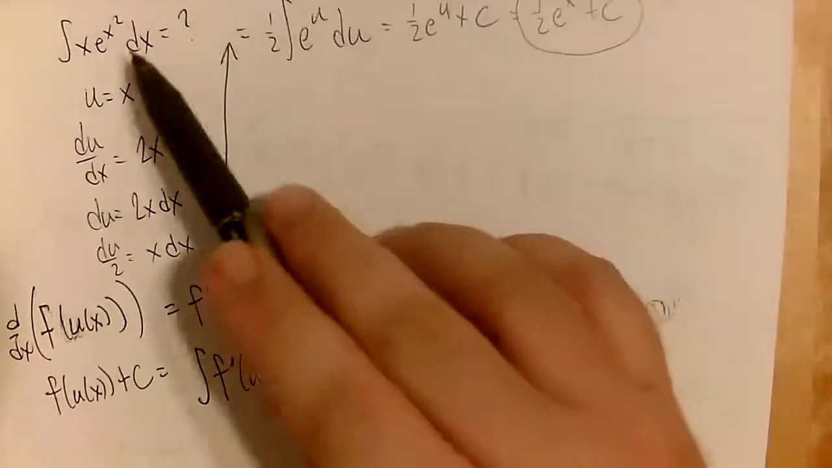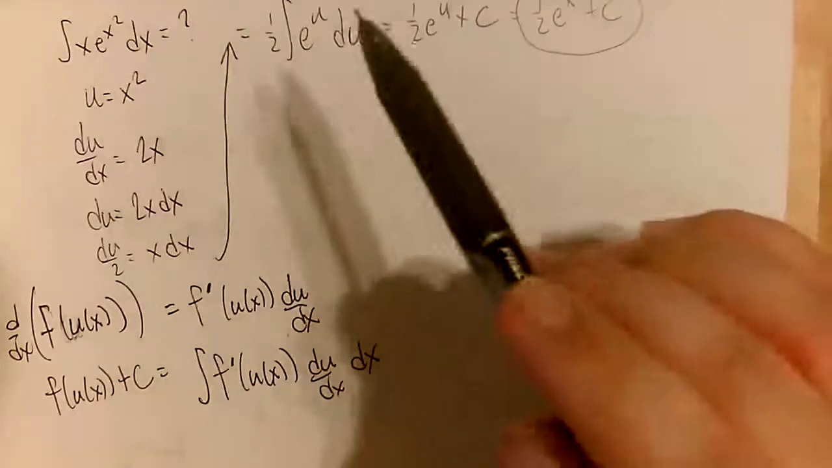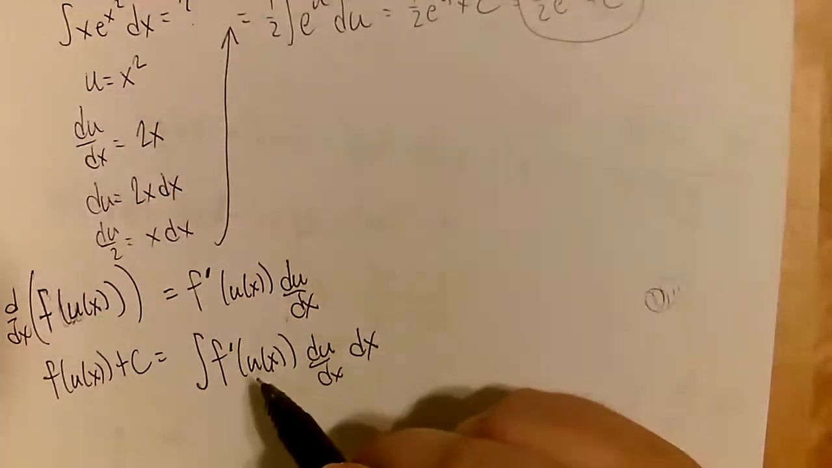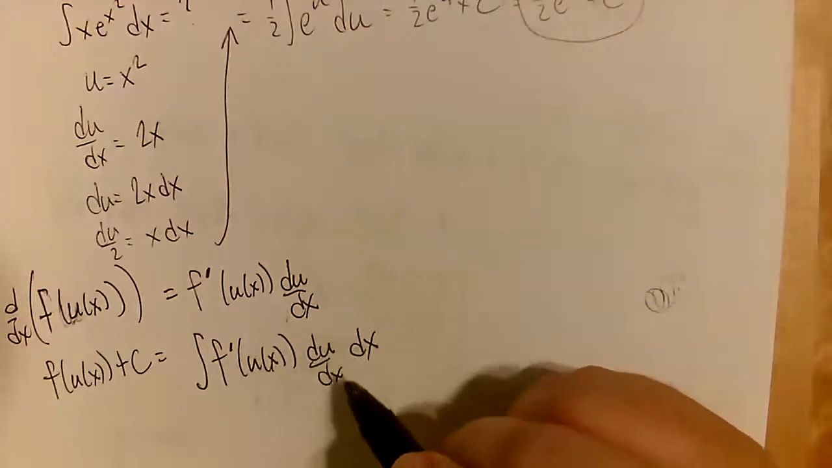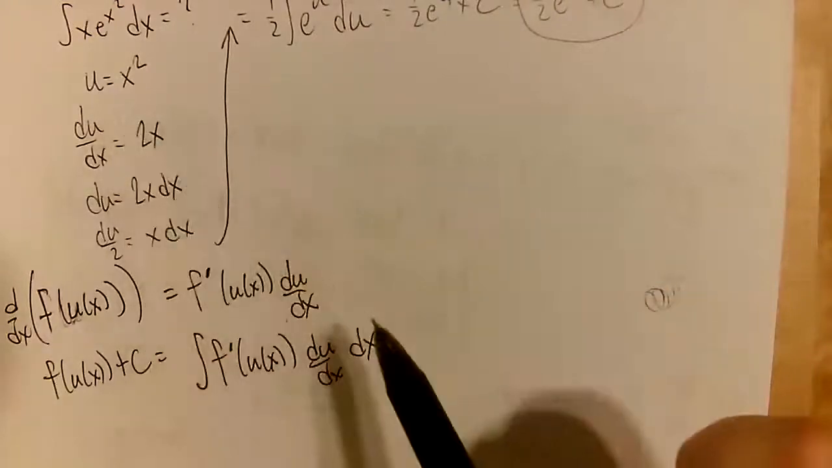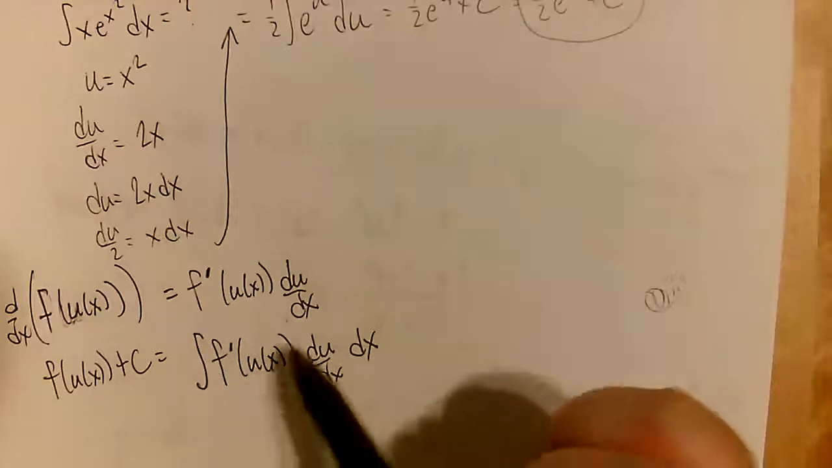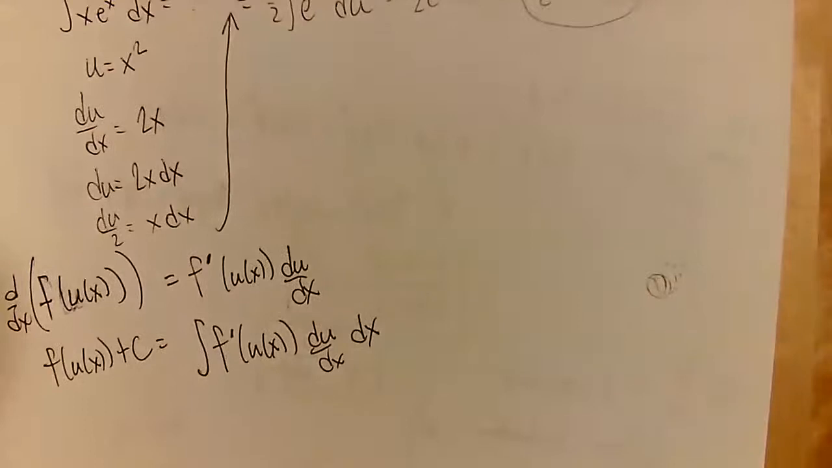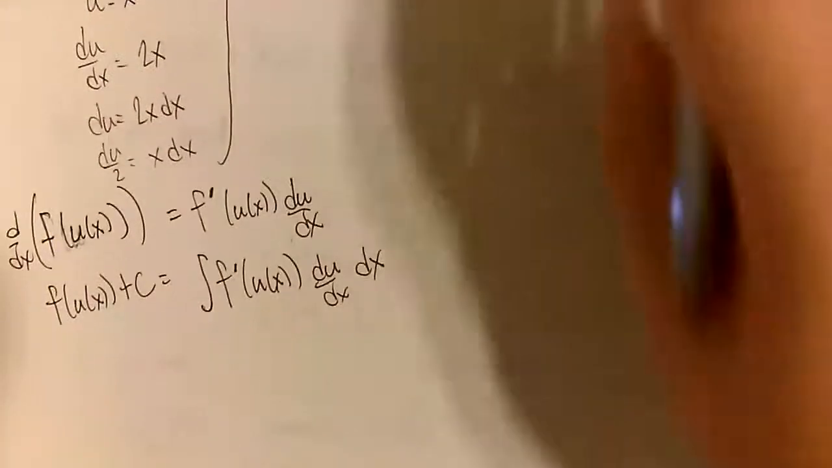In fact, it'd be even easier than the original function, because usually u substitution is used to make integration simpler. So if we can replace all of our variables with u's and also fit in du dx, this process right here, then we could do the antiderivative of an easier function and get something nice out of it. So that's the formula for the substitution method.